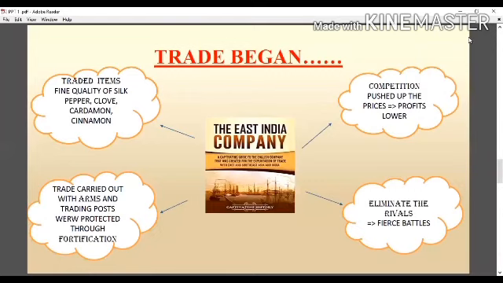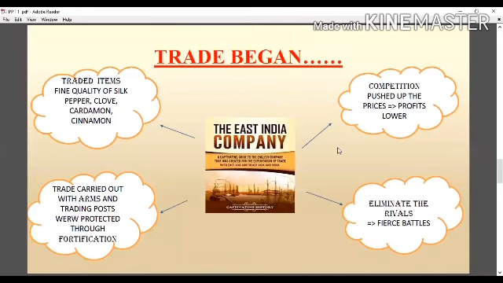Because the other person might be willing to trade it for a lesser price. So that is how competition comes in. When you have more people, the competition is higher, okay, and your chances of getting higher profits will be lower. So given that, the East India Company thought that this is not going to work out for us.